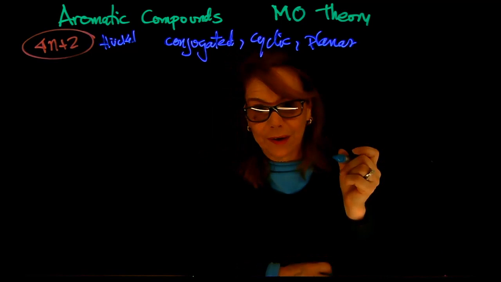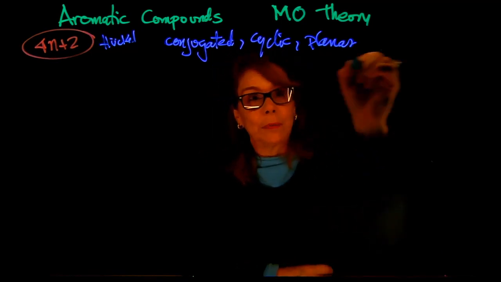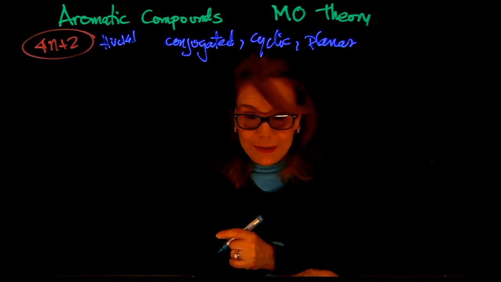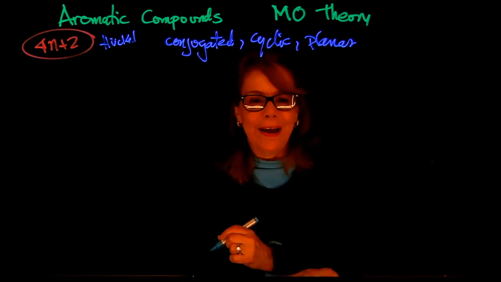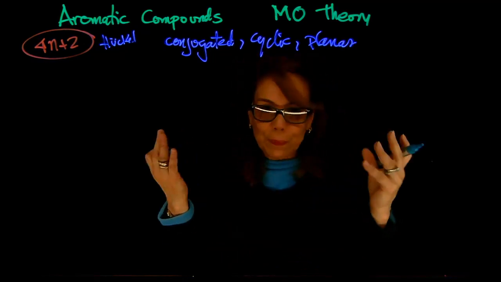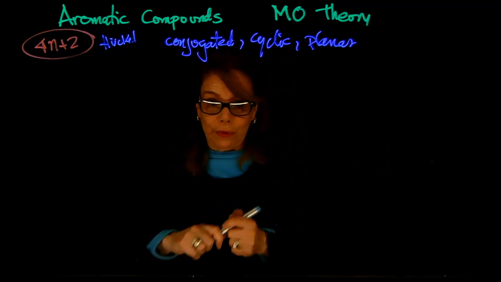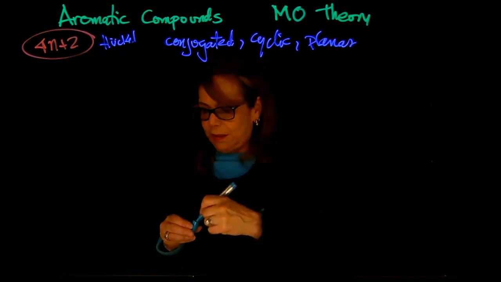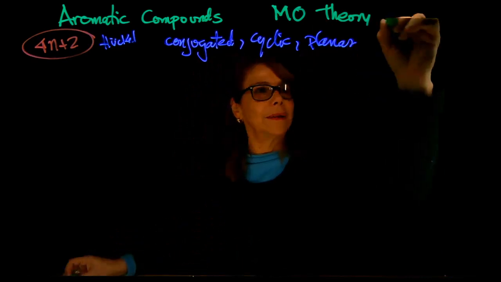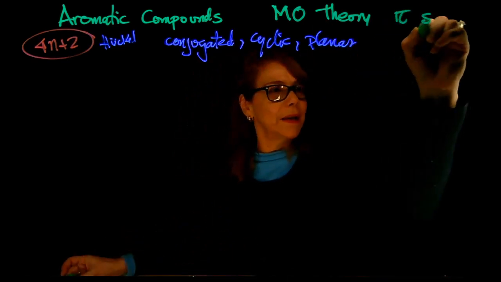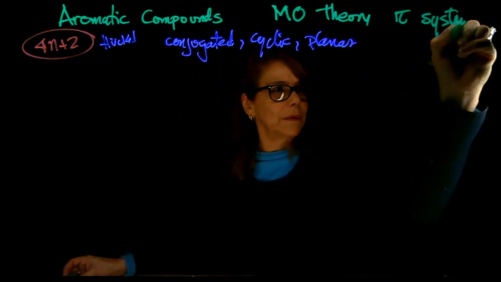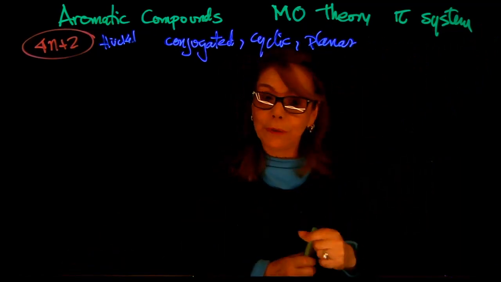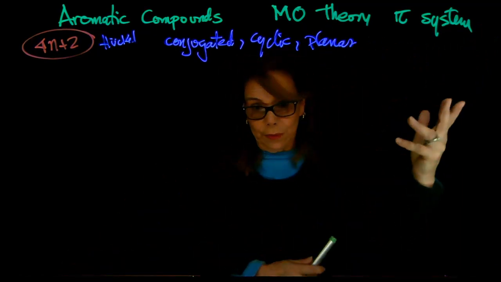Now, anti-aromatics would be conjugated, cyclic, planar, but do not have 4n plus 2 pi electrons, where n is an integer. Now, we were placing electrons in molecular orbitals that were formed in the pi system. Here we were doing the molecular orbitals of the pi system, and these MOs are built from atomic orbitals, the p orbitals in the pi system.